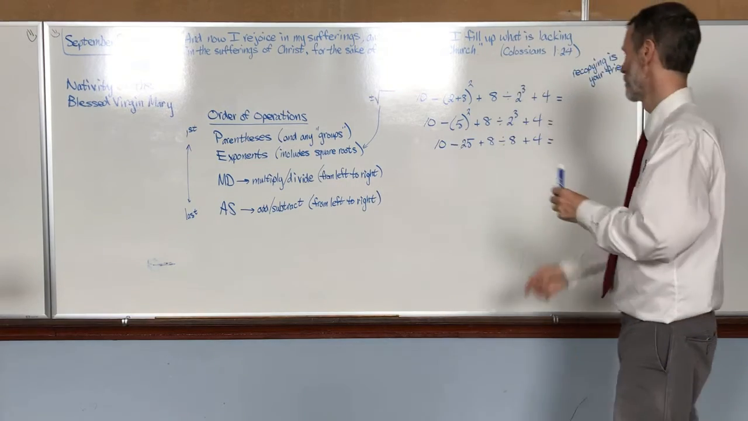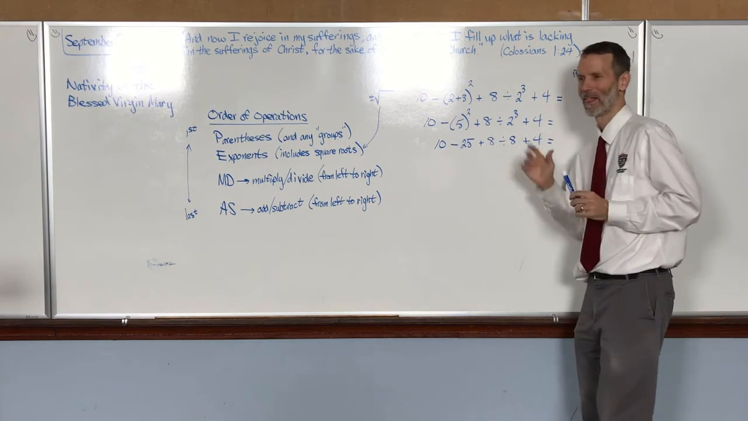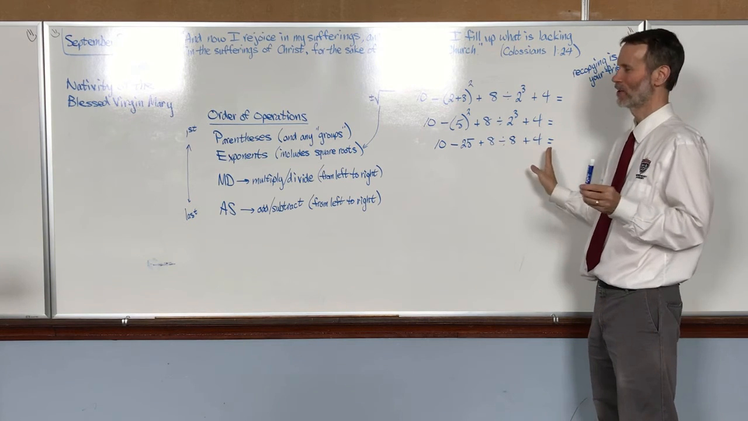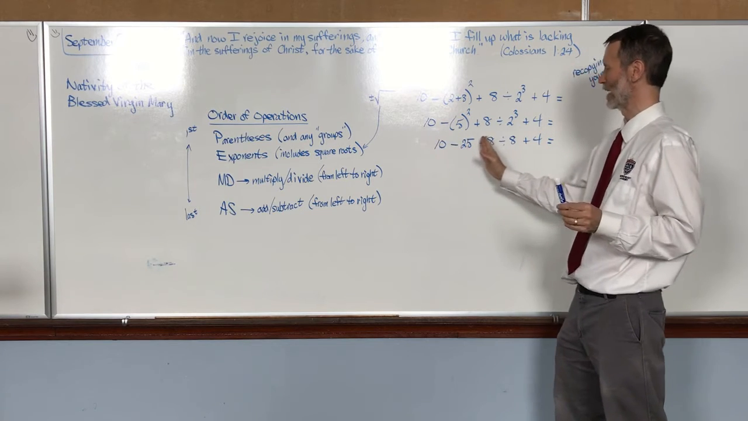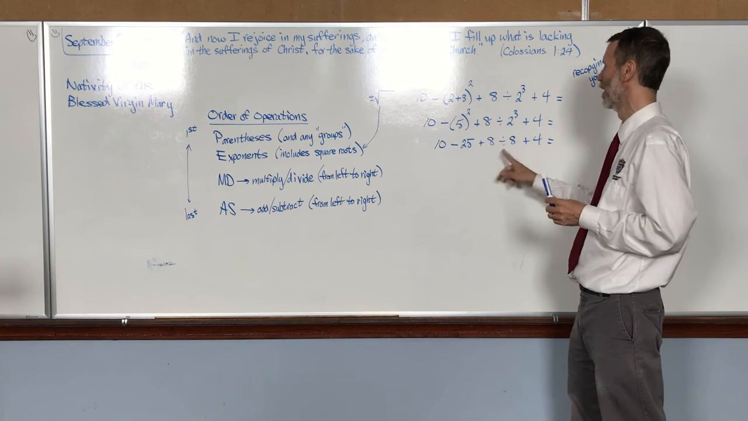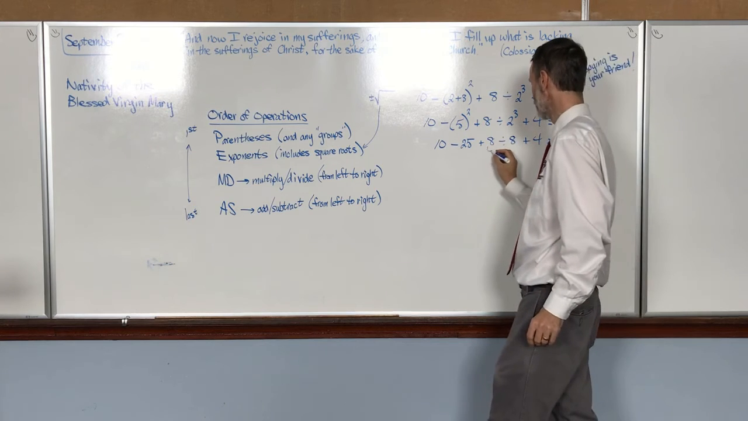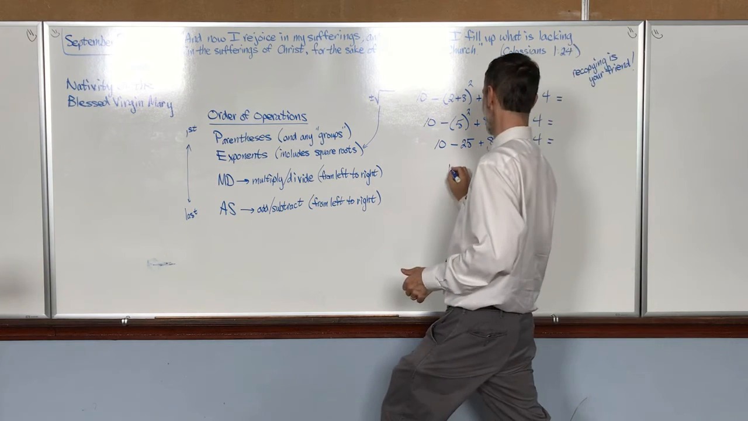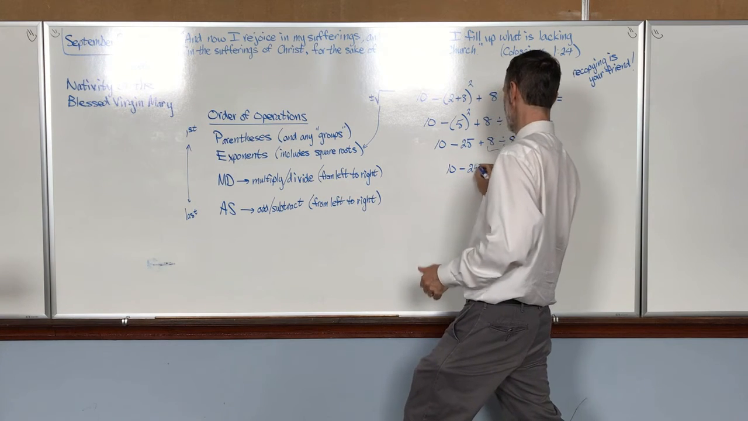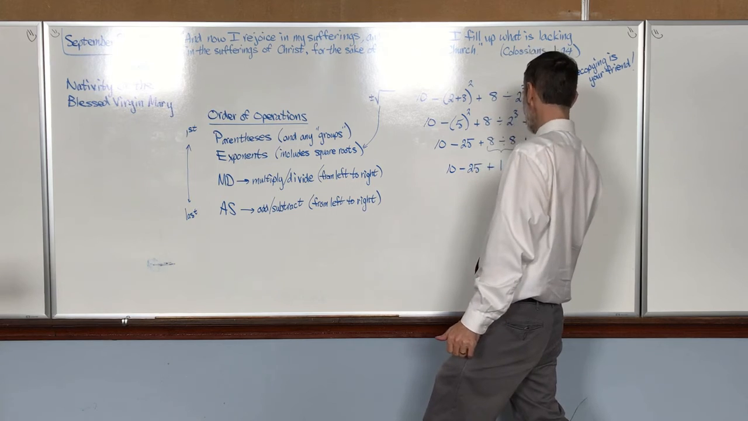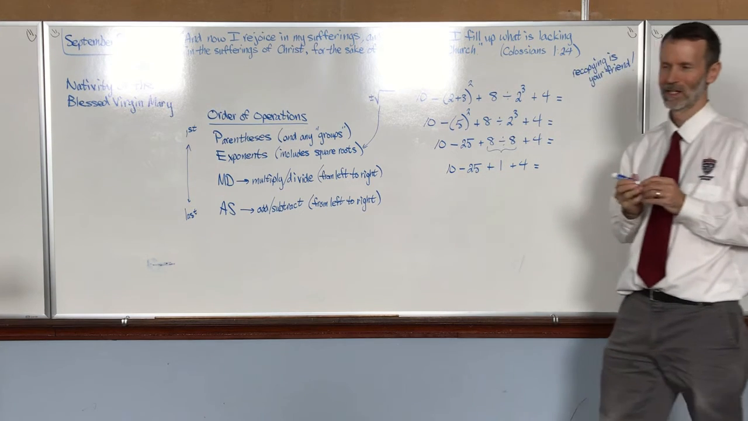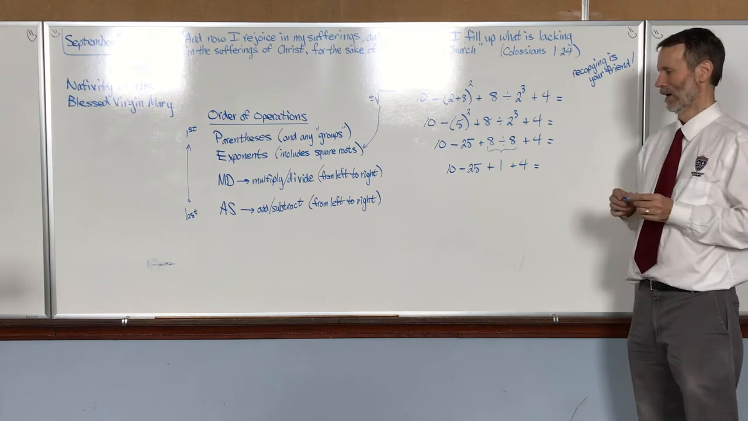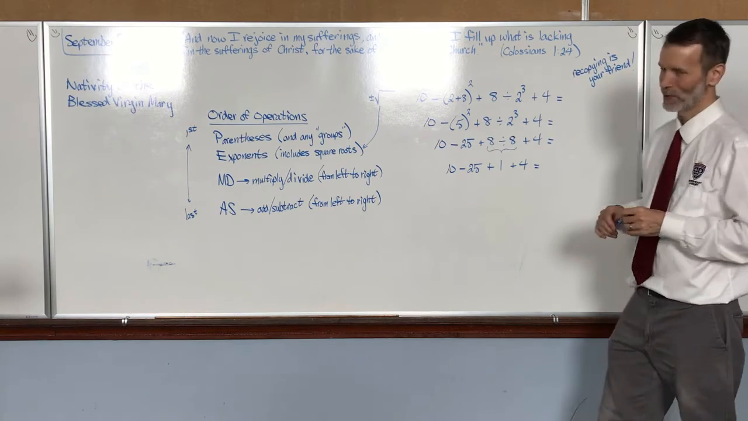Now what? Multiply, divide. Are there any? There's a divide here. There are no multiplies, so you don't have to worry about those. We checked from left to right. Multiply, divide, there's only one. So what we're going to do is this little division. What is 8 divided by 8? 1. So write it as 10 minus 25 plus 1 plus 4. The good news is it's getting easier and easier. So no other multiply or divide.